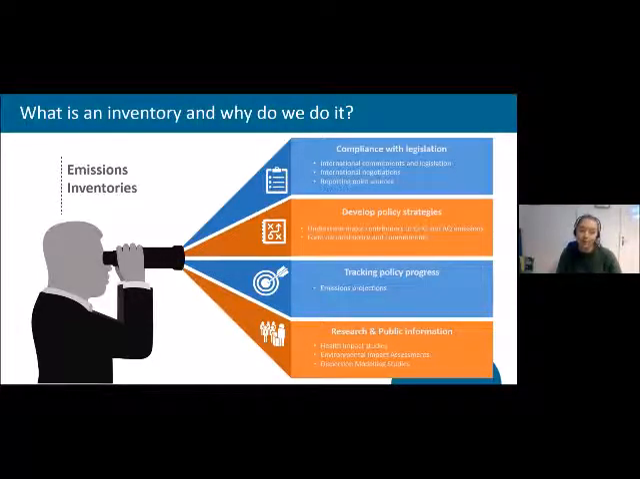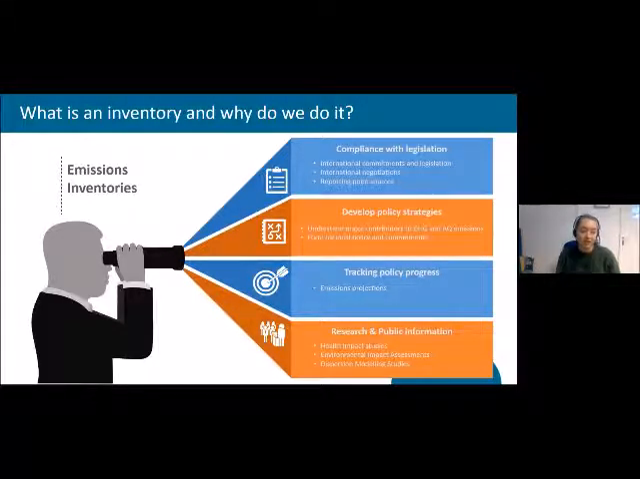It can also be a good way of tracking how well a policy is doing. If you've implemented a policy in the past and you can see that there's a reduction in emissions following that, you can try and see, is there a correlation? Is the reduction in those emissions due to a successful policy?